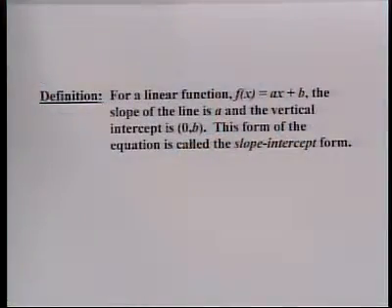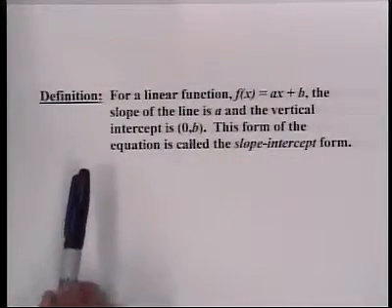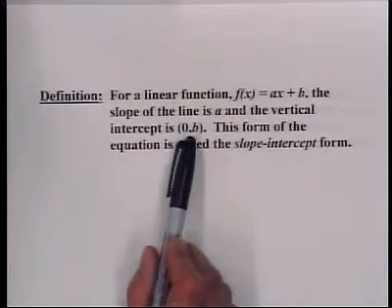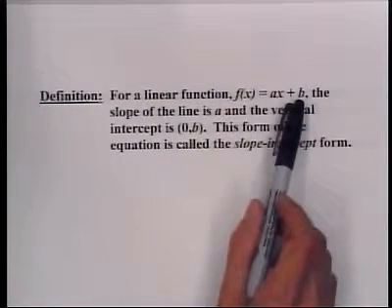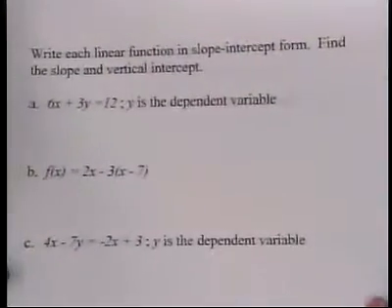Let's start with the definition of something called slope-intercept form. For a linear function, f of x equals ax plus b, the slope of the line is a, notice that's the coefficient of the independent variable, and the vertical intercept is (0, b), b is this constant. This form of the equation is called the slope-intercept form. Well, let's try it out and work some examples.